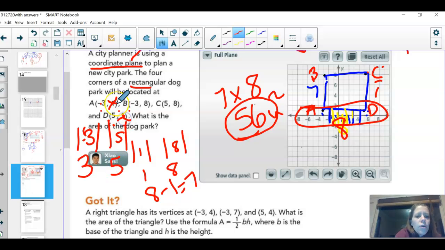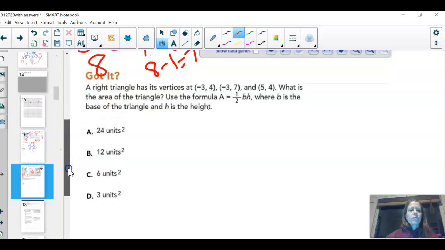Porque yo tengo 1 y 1 son los mismos, yo necesito buscar negativo 3 y 5 y yo necesito encontrar el valor absoluto. Because one is negative and one is positive, I'm going to add them. Porque uno de los números es negativo y lo otro es positivo, yo voy a sumarlo y entonces este es 8. Y entonces yo tengo 8 y yo tengo 7. Okay, and then I have 8 and 7. So yo voy a multiplicar. I'm going to multiply, and that gives me 56.